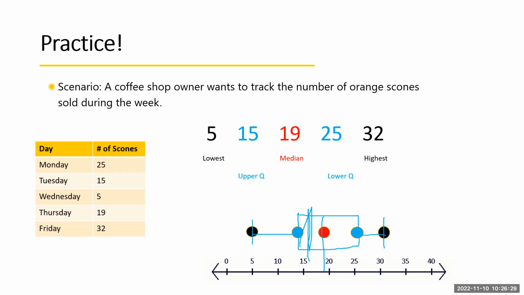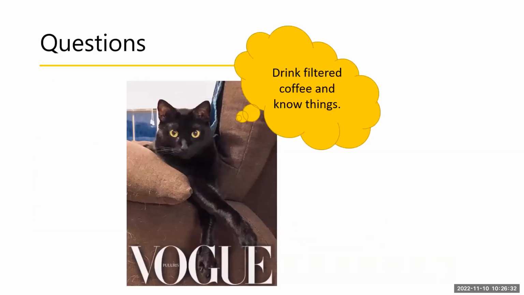Okay. So there's your overview. There's Kevin Jr. again. He says, drink filtered coffee and know things. And if there are any questions, I'll be happy to try and answer them.